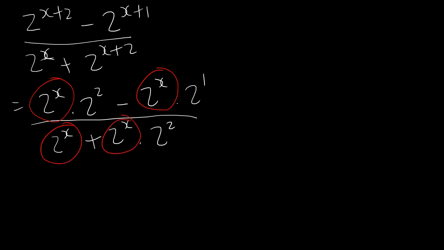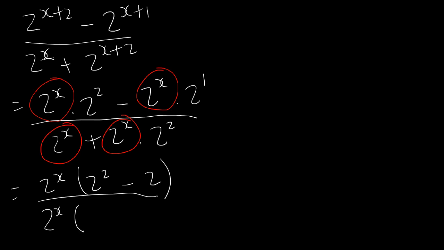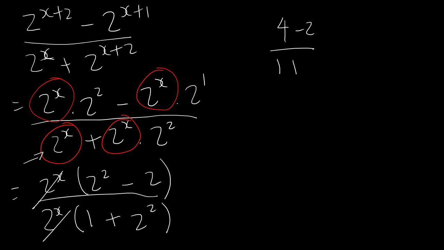Alright, so let's pull out the common factors. So we have 2^x into 2 squared minus 2, all over 2^x. Now remember, 2^x goes into this one time, so you must write the 1 down, plus 2^2. The 2^x cancels off, so I am left with 4 minus 2 over 1 plus 4. So 4 minus 2 is 2, and 1 plus 4 is 5, and that's my final answer.